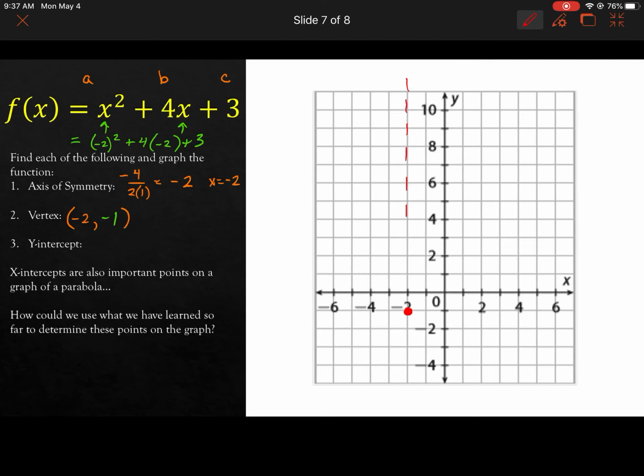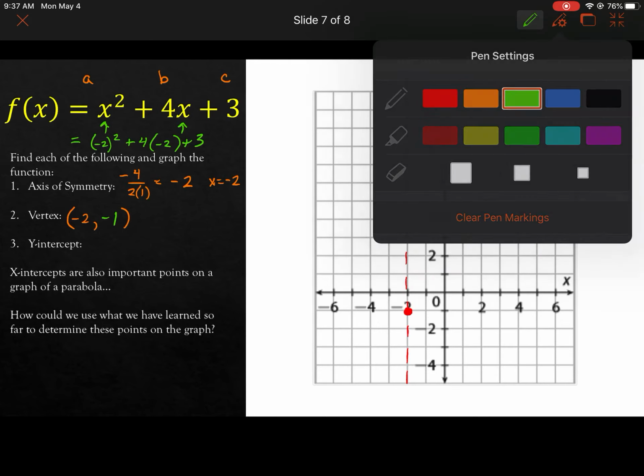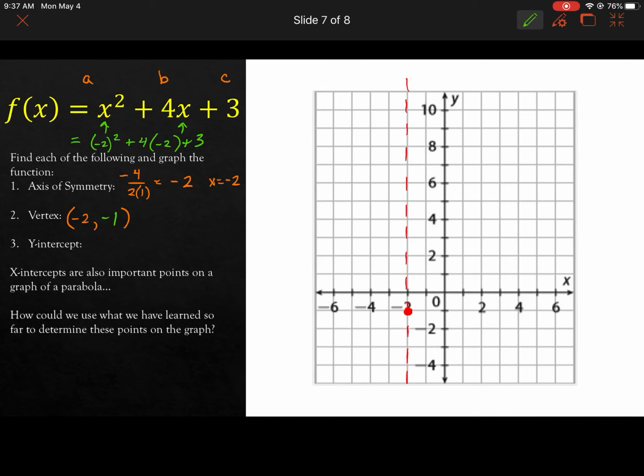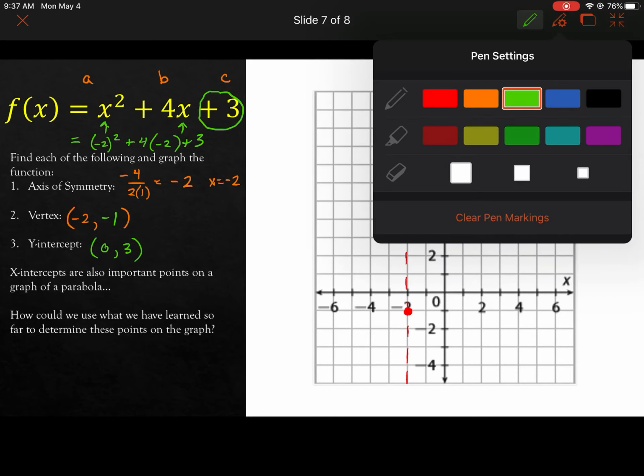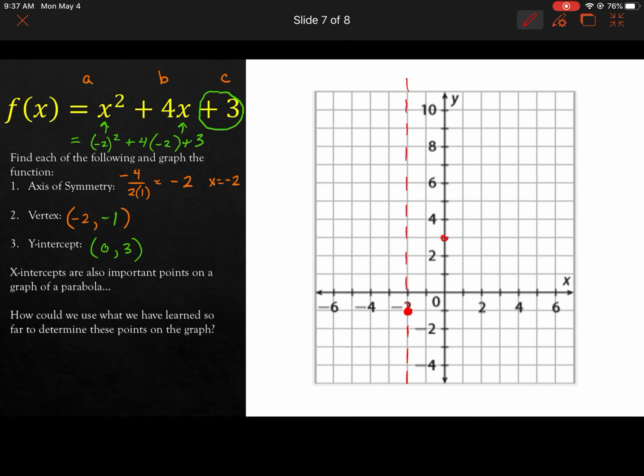I'm drawing a dashed line because it's just imaginary. It's not really a line. My axis of symmetry does go through that point. Now, x-intercepts are also important. Oh, I'm sorry, I'm getting ahead of myself. So next we're going to figure out the y-intercept, which is easy because it's always going to be whatever the c value is. So this is located at 0, 3. So 0, 3 is here.